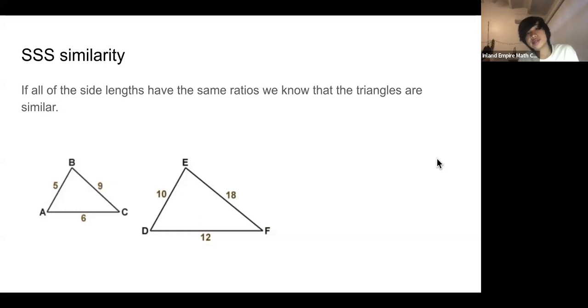You generally won't use this one as much as SAS or especially AA. AA is used the most because you only need to know two angles, and a lot of times it's easy to figure out angles through other means, such as the triangle sum theorem, which means that all angles in a triangle add up to 180. So it's easier to use AA, but I think it's important to know about these other ones as well.